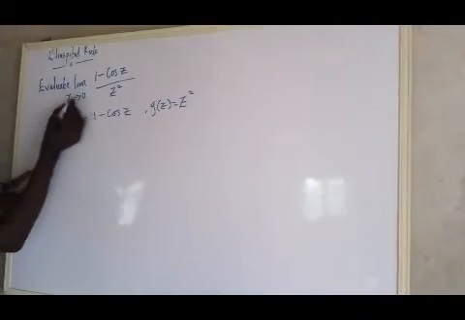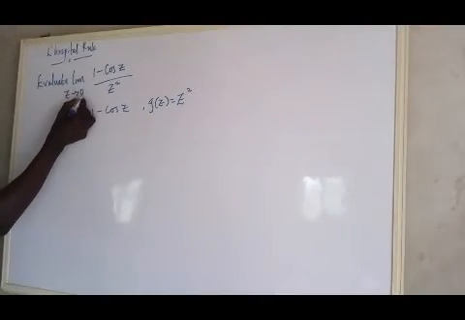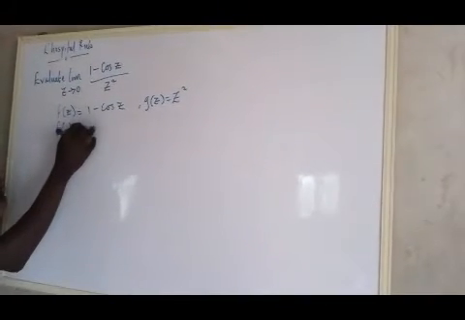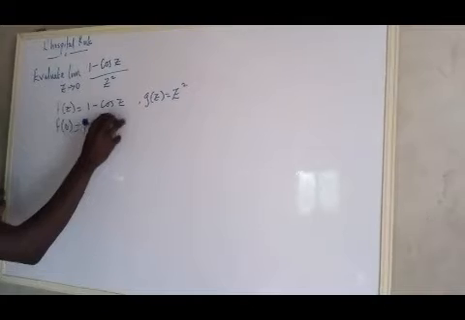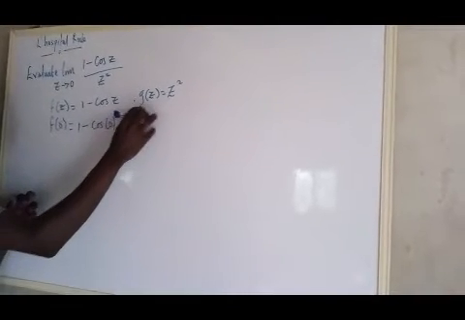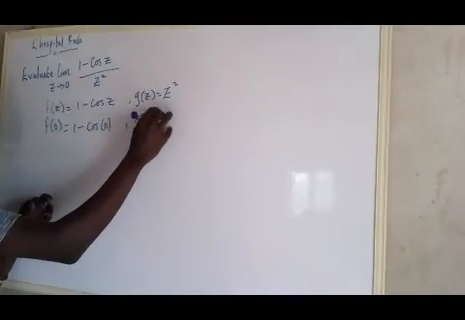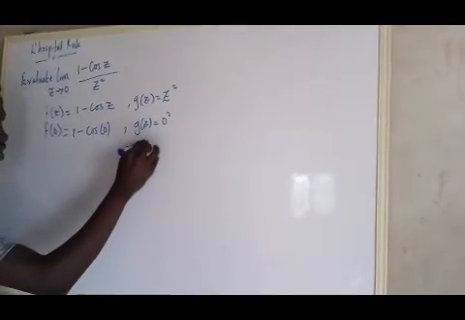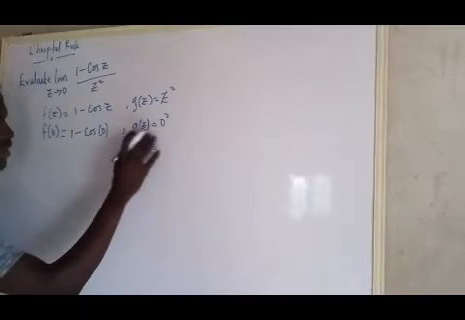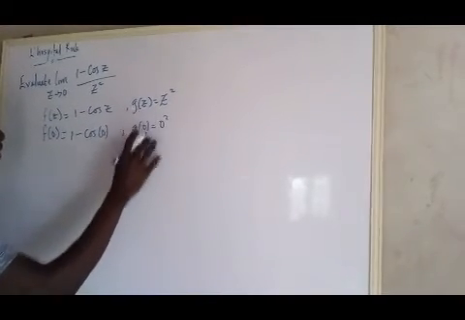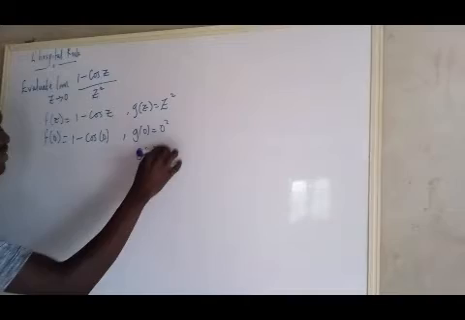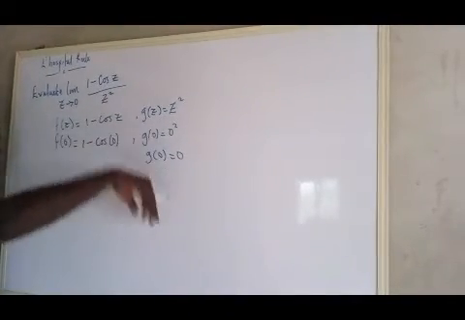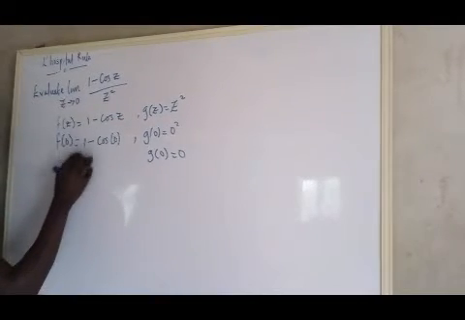So now your z naught is your 0, like we know. So let's do f of 0 first. Our f of 0 was 1 minus cos 0, and g of z equals 0 squared. You can see that automatically my g of 0 is 0. And the condition is that my g of z naught must not be 0. Now let's take a look at this side.